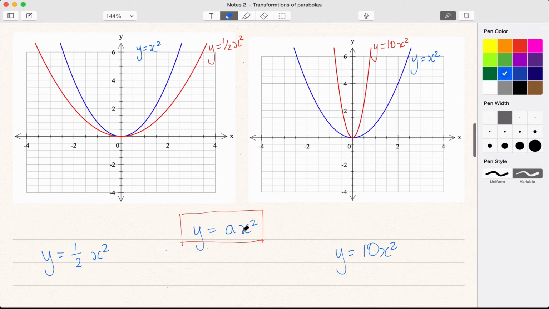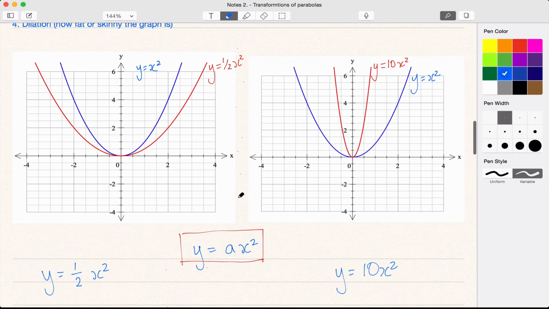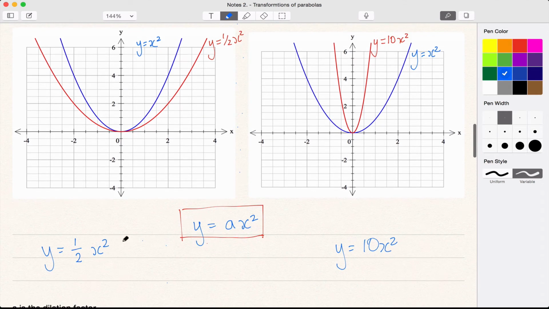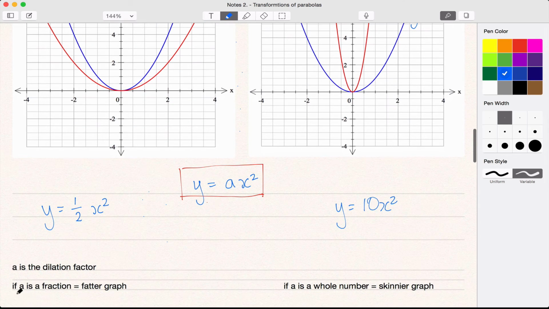I'm going to start with the general formula for dilation, which is y equals a x squared. So it's the number in front of the x squared that will change, because there's two different options for dilation. The first one is if you have a fraction for your number a. So my example here is y equals a half x squared. And compared to the normal graph, y equals a half x squared is a fatter graph. So I've put this down here. If a is a fraction, then you get a fatter graph than the normal x squared graph.